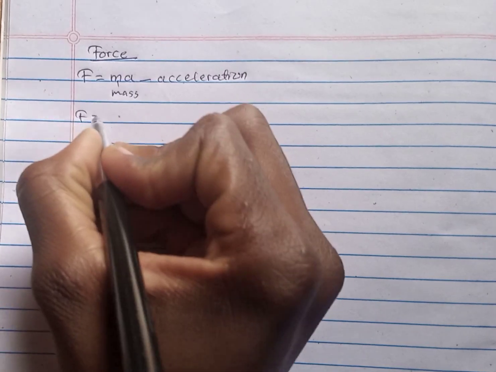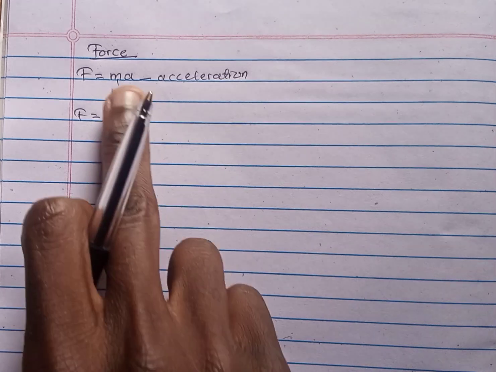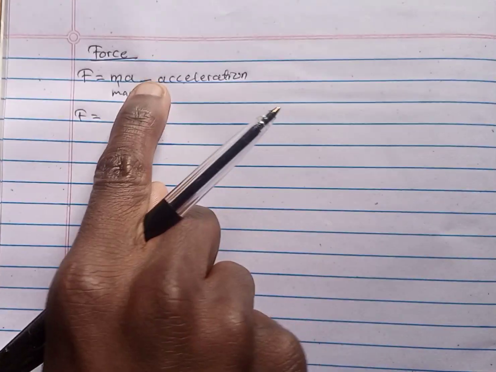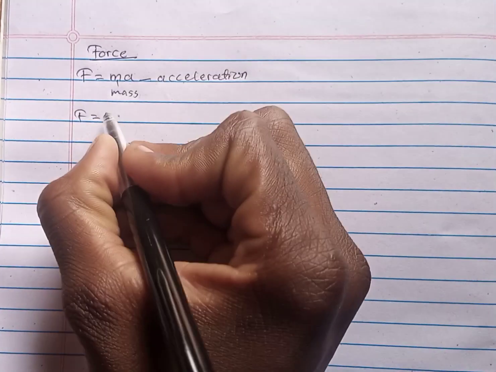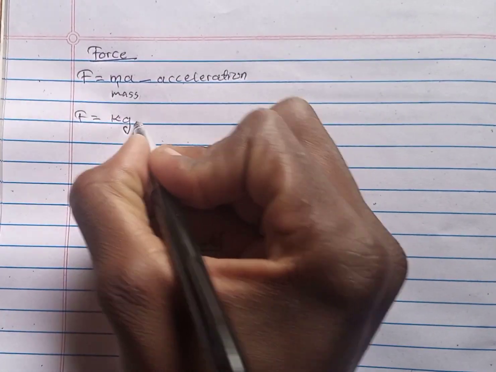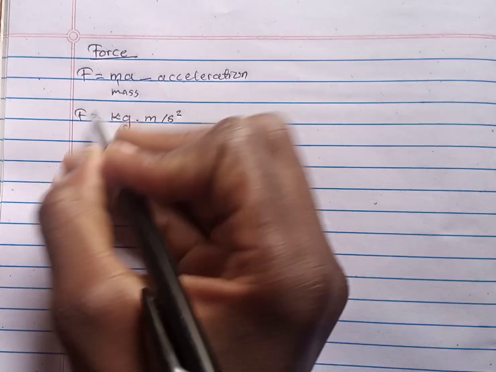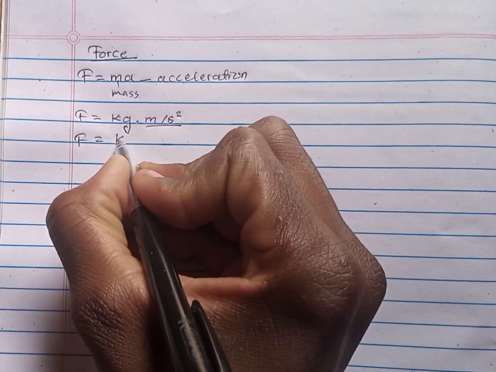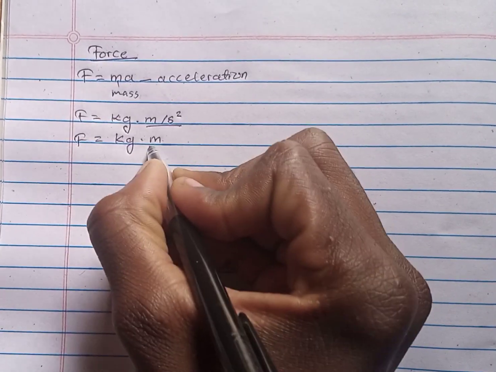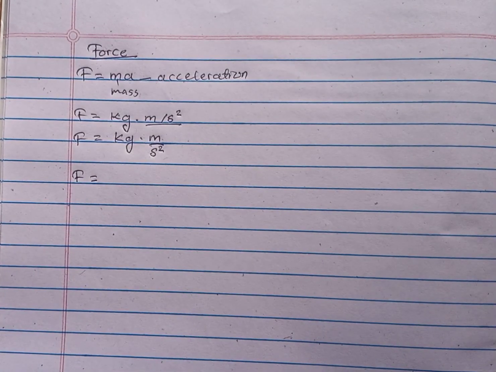So force is equal to, we're now going to write the SI units for these quantities, which is mass and acceleration. So what are the SI units for mass? The SI unit for mass is kilogram. The SI unit for acceleration is meter per second squared. So we're going to write this part in form of a fraction. So we're going to have kilogram times meter over second squared. Now, on this step, we're going to write the dimensions instead of the SI units.